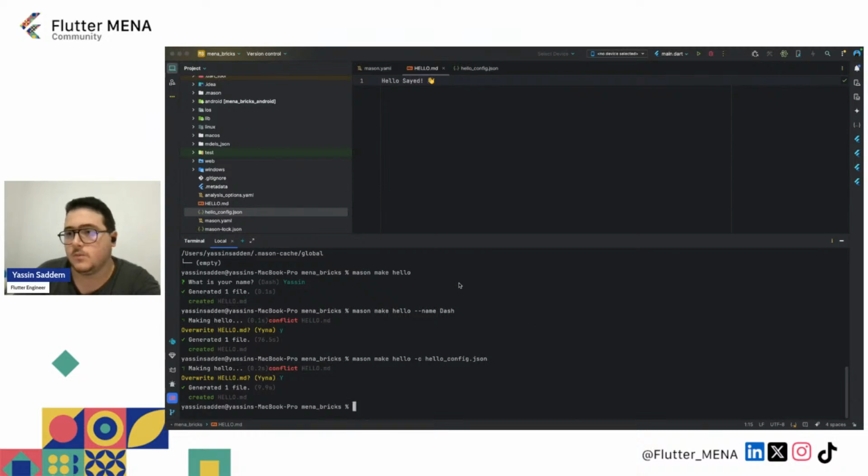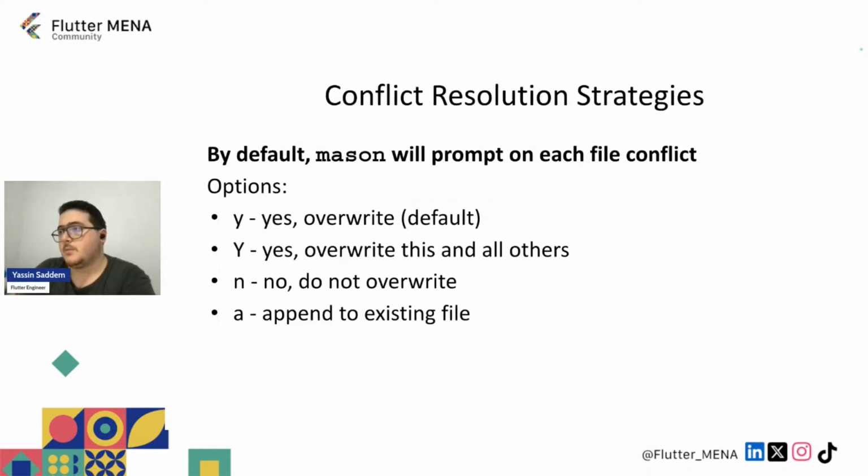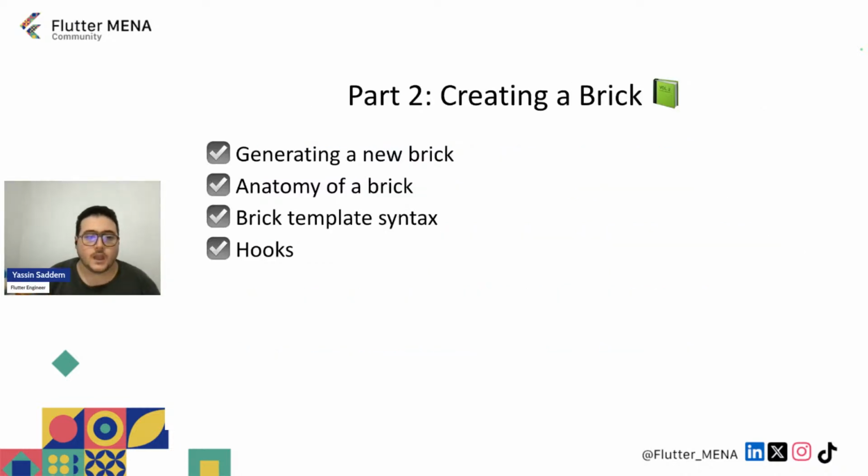If you execute it directly, it will ask you. You can specify with --variable-name whatever and give the value, or specify a JSON file from which it will take its parameters. We can also specify, when we execute, conflict resolution, and the conflict option can be prompt, override, skip, append. So this is another option. So now we understand how to use a Mason brick.